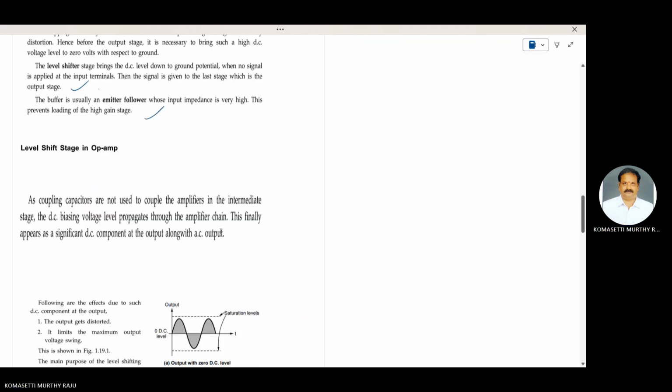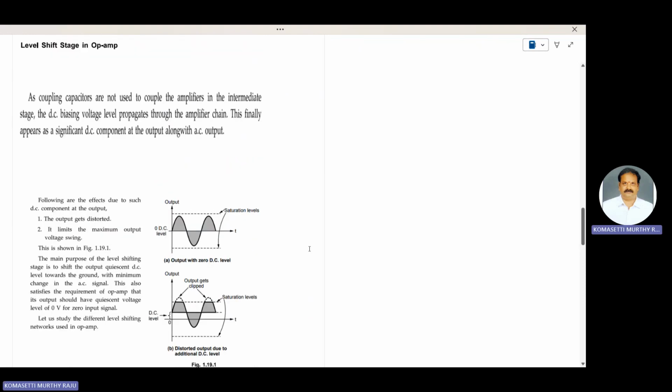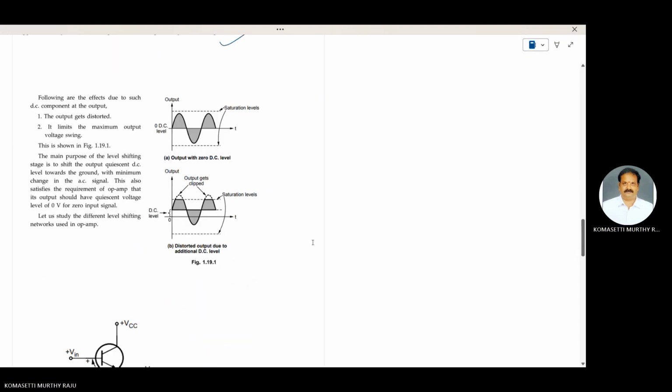Next one, level shift stage in op-amp. Generally, coupling capacitors are not used. Coupling capacitors' main function is to block the DC signals. But in an op-amp, all the stages are directly connected to each other, therefore DC signals are also amplified. As coupling capacitors are not used to couple the amplifiers in the intermediate stage, the DC biasing voltage levels propagate through the amplifier chain. This finally appears as a significant DC component at the output along with the AC output.